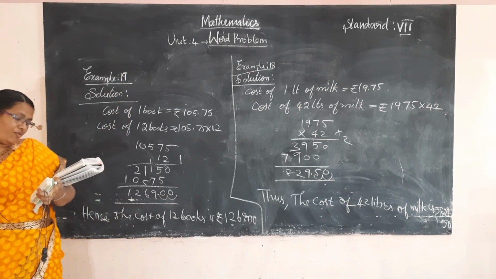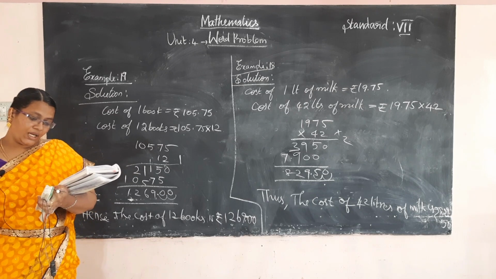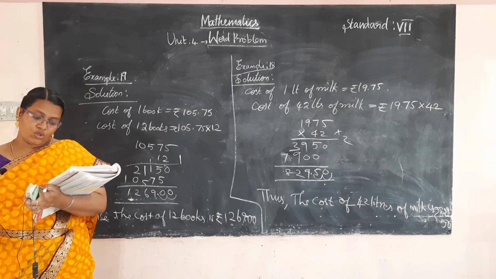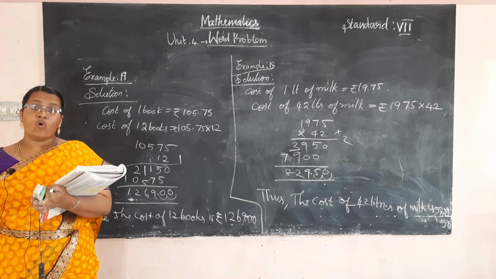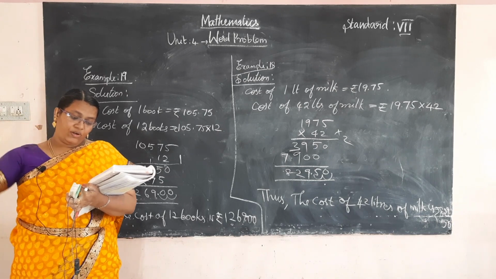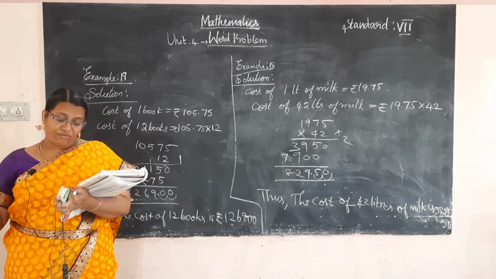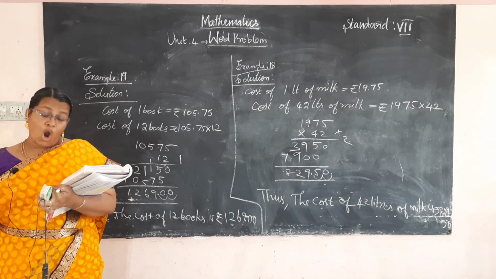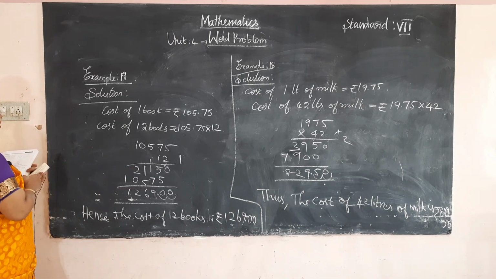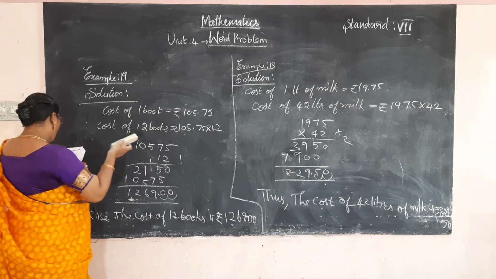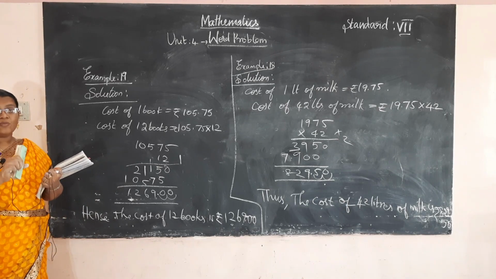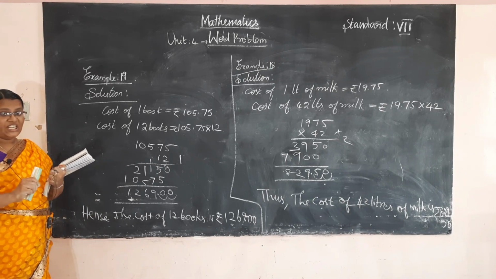If 25 tins of oil weigh 412.5 kg, find the weight of 1 tin of oil. The total weight of the oil is given as 412.5 kg, and the number of tins is 25. We have to find the weight of 1 tin. In this case, which operation do we apply? Division.